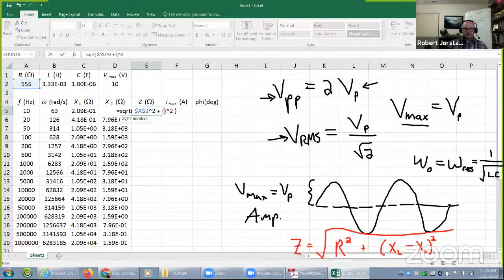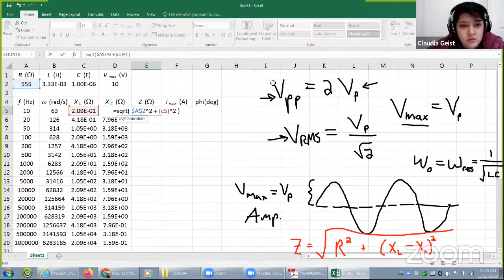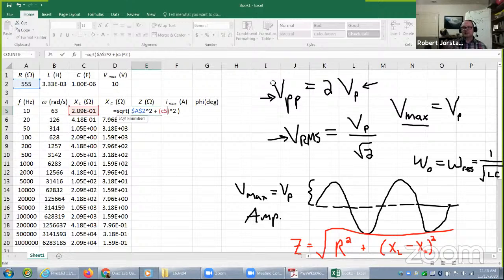So now somebody else here. What cell goes next? C5. What was it? I couldn't hear you. C5, yep. Do I need dollar signs? Yes or no? No, because C5 is going to change with the frequency. Do you see that? That's what I wanted to point out here: some of the things change and some of them won't. R is a fixed value, L and C, but X sub L depends on the frequency. So as we sweep the frequency, that one will change.